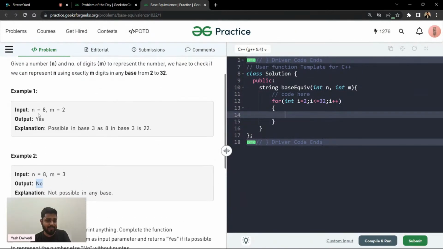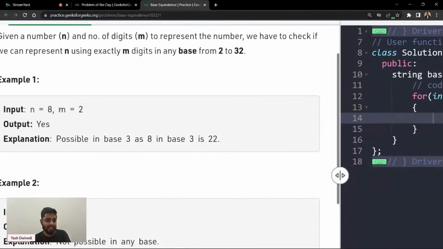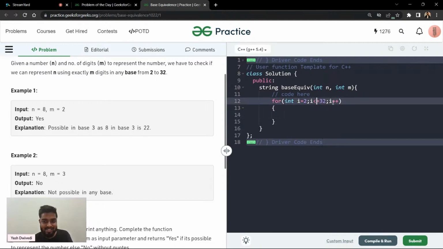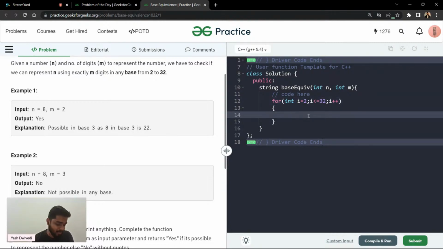Because you can see that when n was 8, if I convert 8 in base 3, then I could represent it with 2 digits, that was 22. Correct. So I'll try to run for every base, please write it in the chat. I'll try to run for each and every base. So what I'll try to do is I'll say that i starts from 2, i is less than or equal to 32, and then i plus plus.